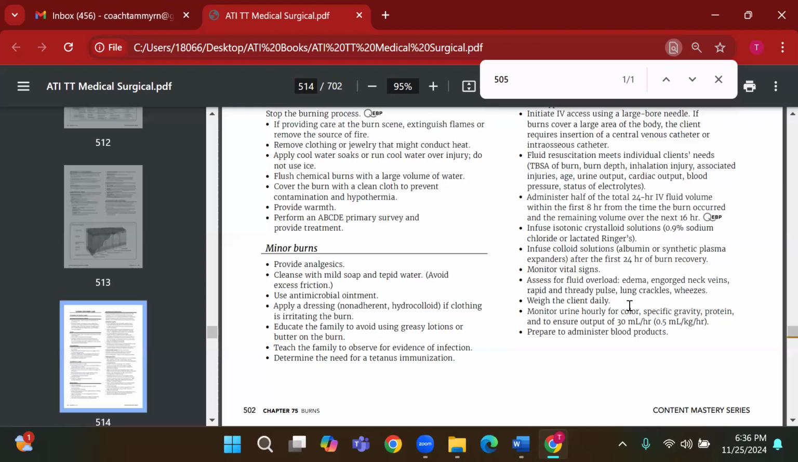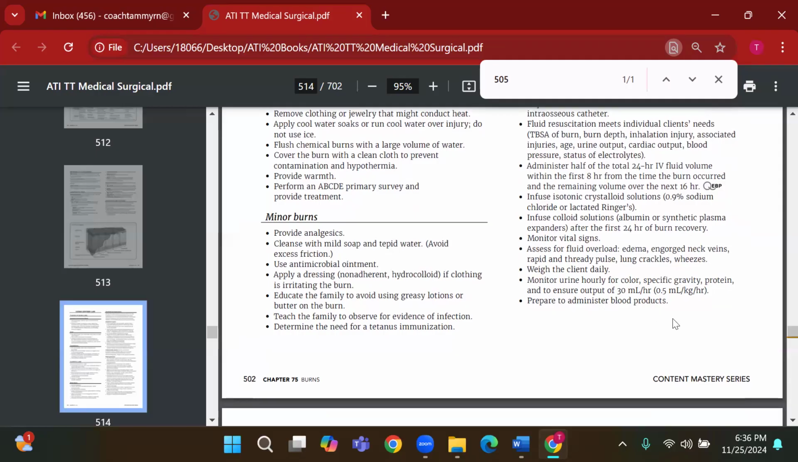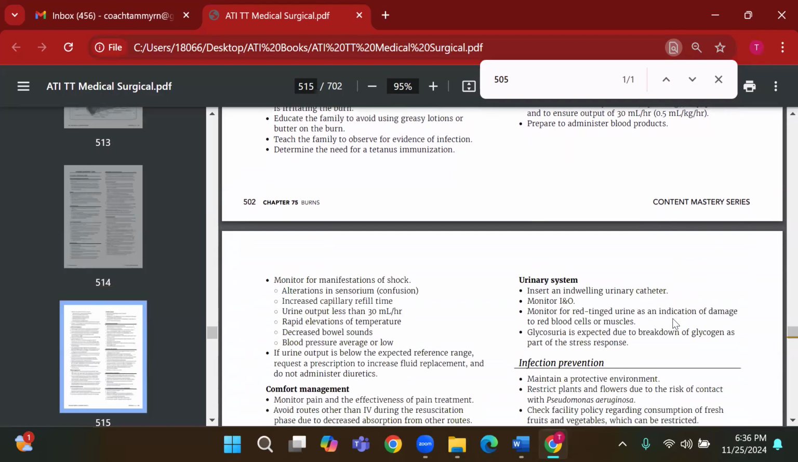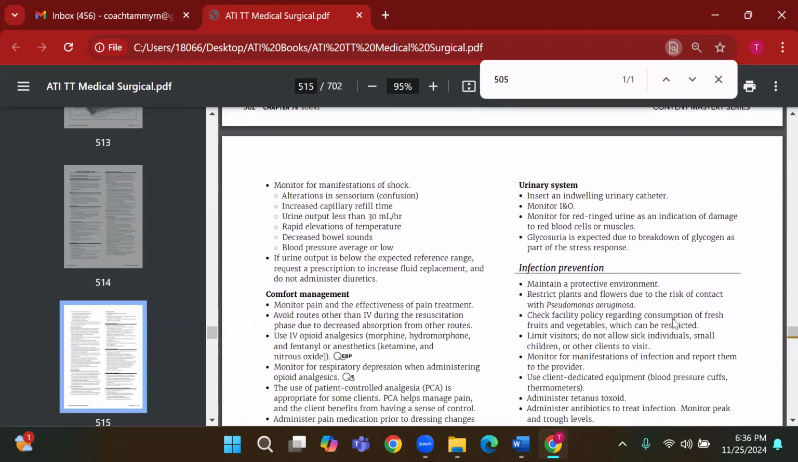We also have to look at urine output, and it says we need to ensure an output of 30 mils per hour, okay? So that's really what we want to do. And then we are probably going to have to give some blood products to the patient. So these are nice, just little things that you're going to know. And I'm going to go back over it here in a minute. We're going to pinpoint some things.